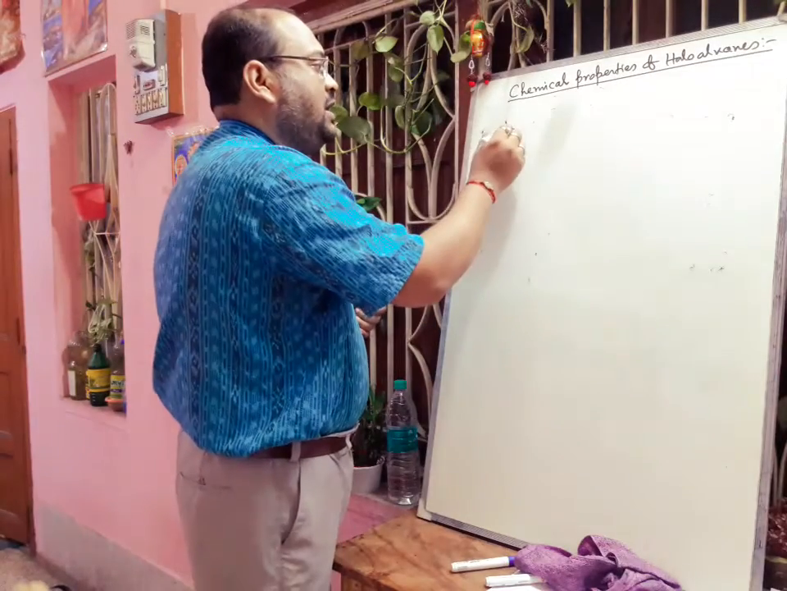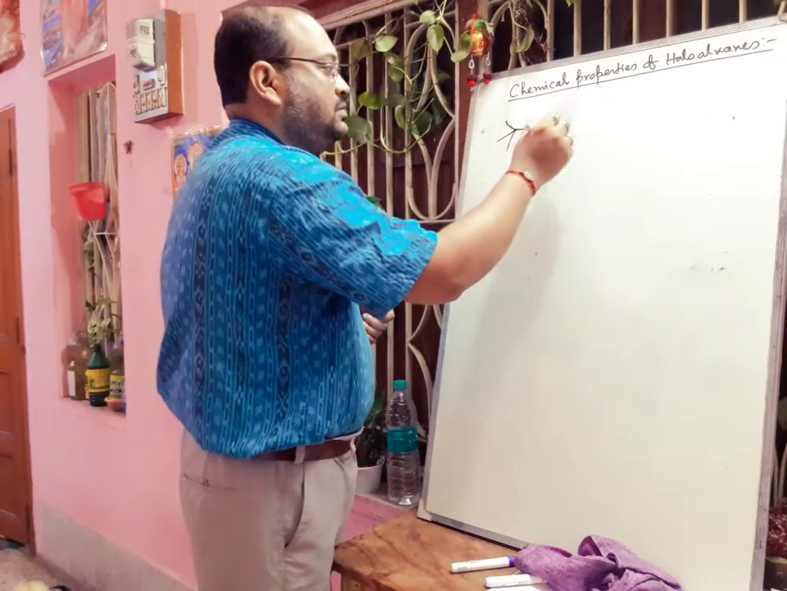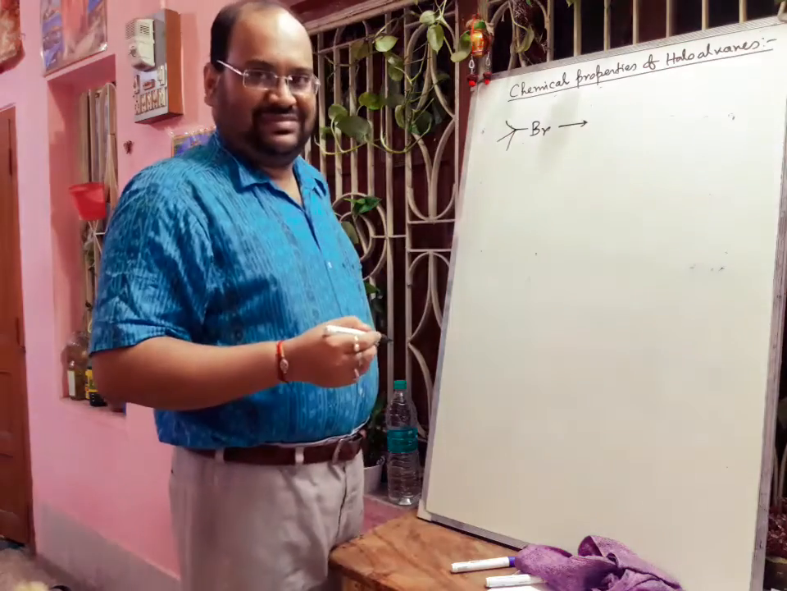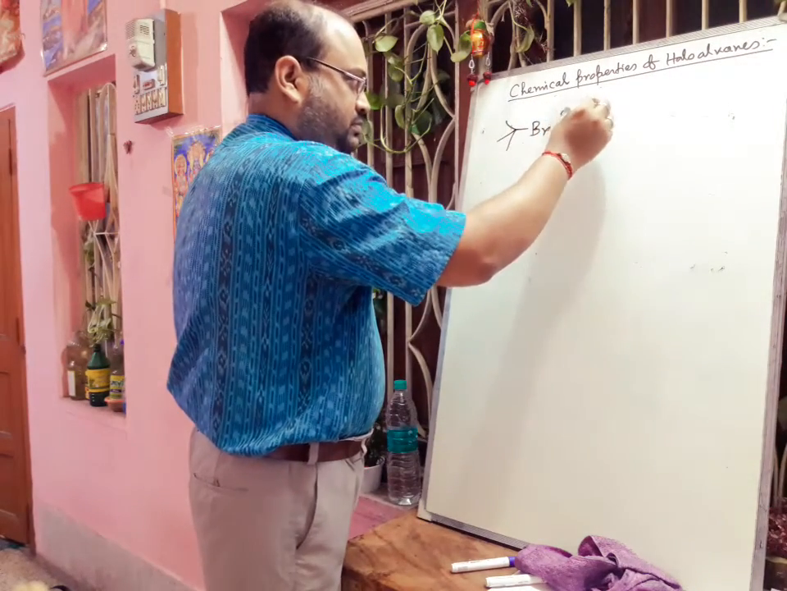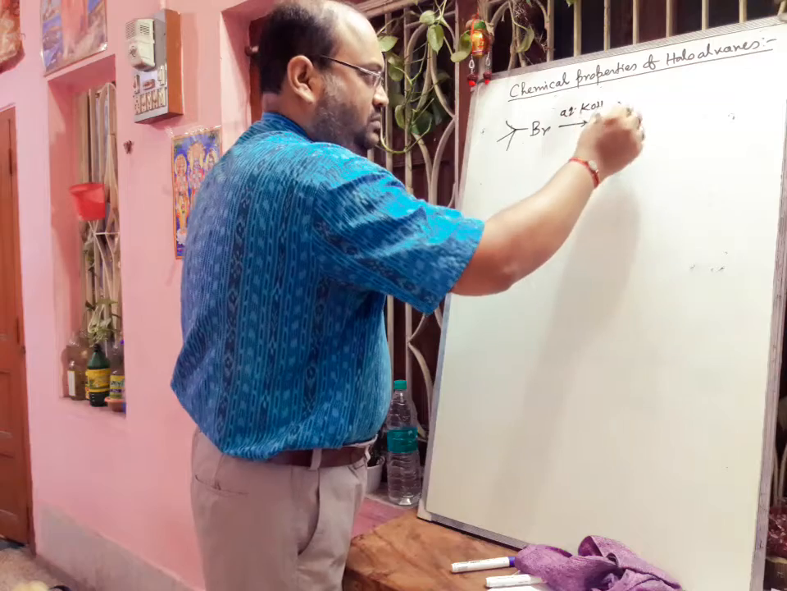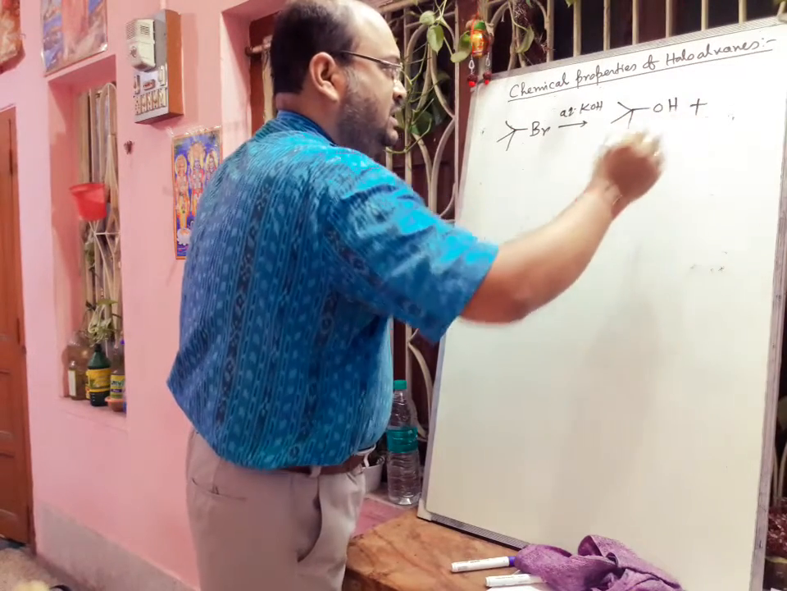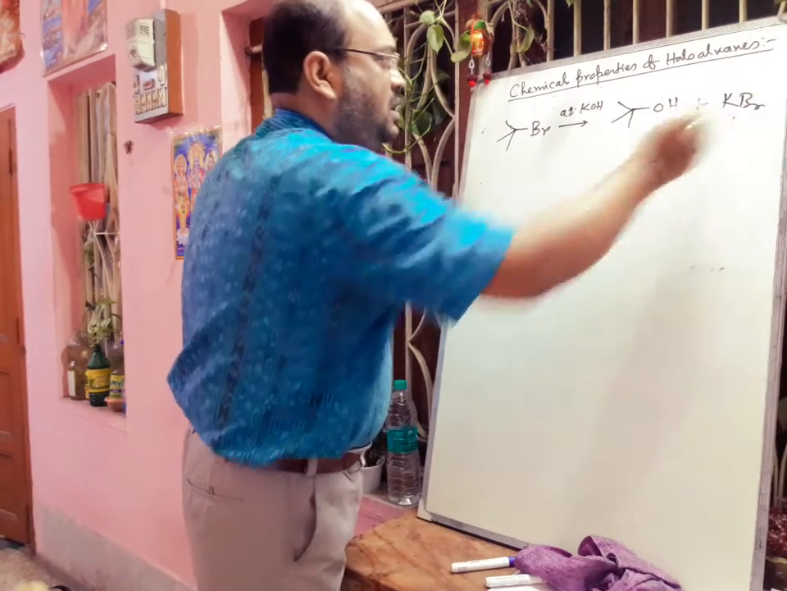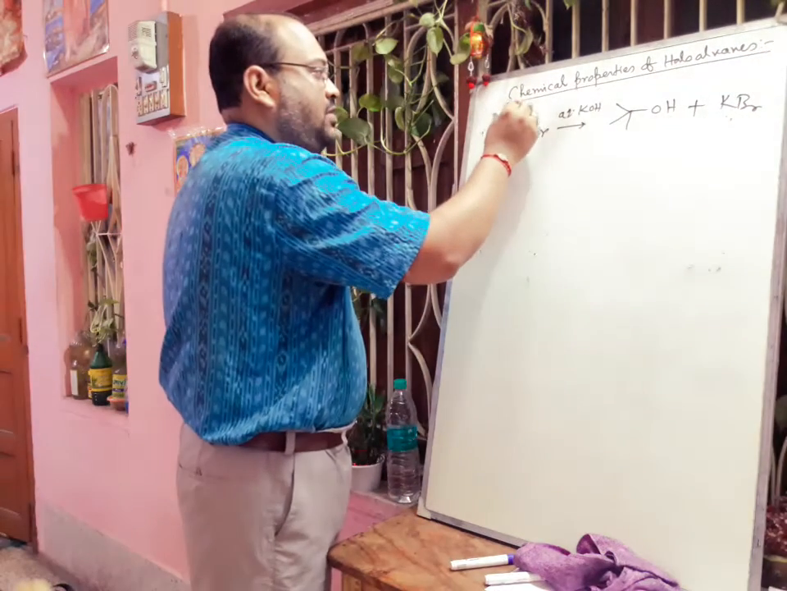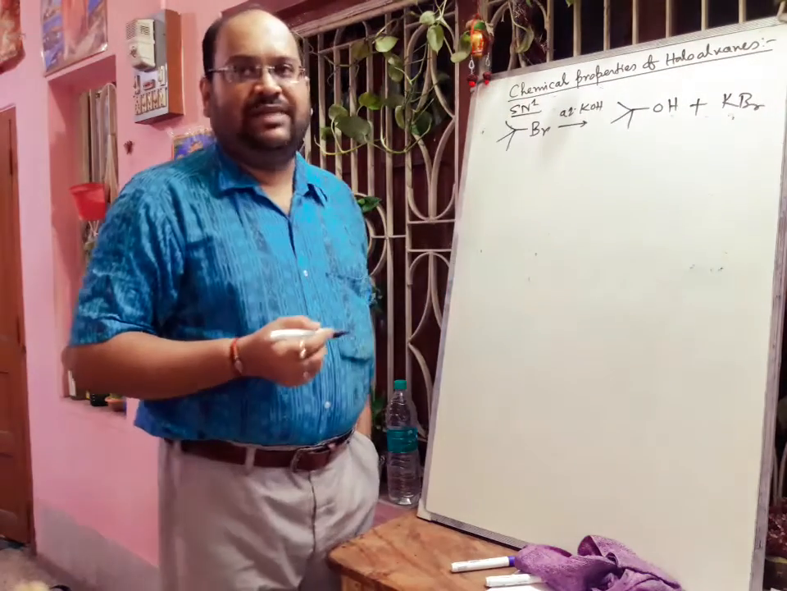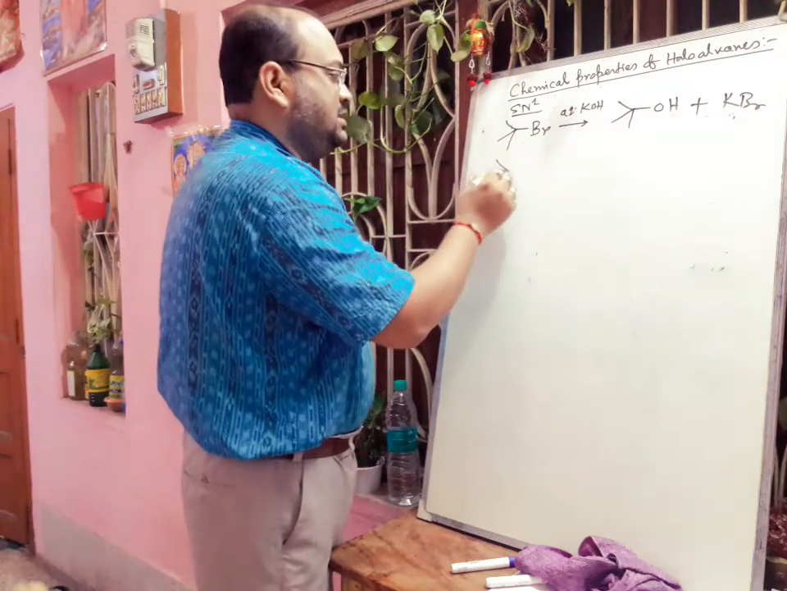So if we take one tertiary alkyl halide, then if we add aqueous KOH, then there will be formation of the alcohol, R-OH, plus KBr. Now this one is an SN1 reaction. Now what is the mechanism of this reaction? The mechanism will be like this.